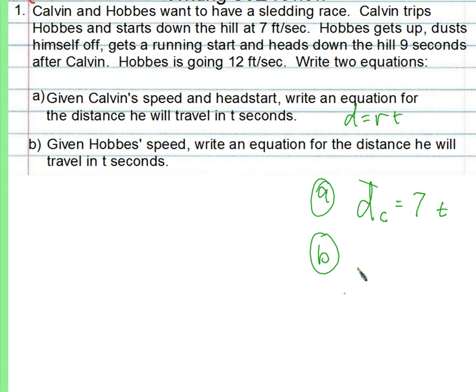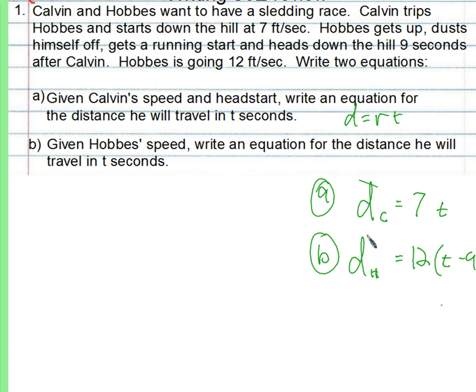Okay. Part B. Hobbes's distance is equal to what? 12 times (T minus 9). Because his time is 9 seconds less, 9 seconds fewer than this time frame. You want this time to be the same as this time frame. Does everybody understand that?